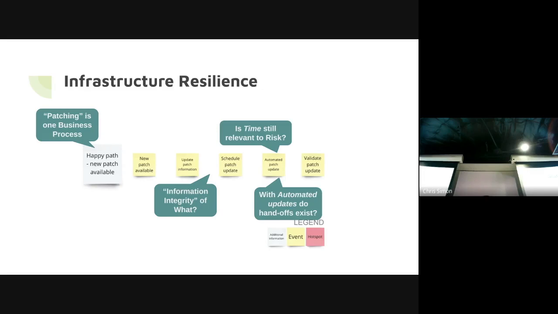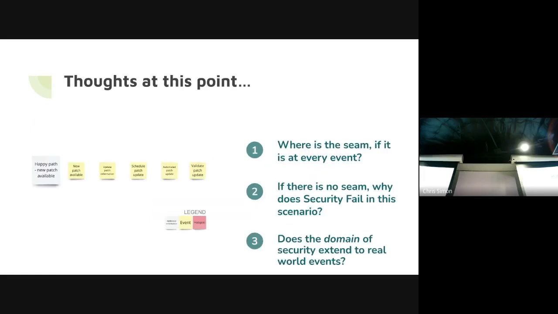Given that we've got patch being scheduled for an update and an automated patch update, is time really a factor? And we'd already started doubting time as a heuristic in the previous example as well. And we kind of said, we're perhaps looking at handoffs and not time. But then this is automated, so there are no handoffs that exist. And when you're looking at integrity of information, this scenario just didn't answer the integrity of what information exactly. So lots of thoughts at this point.